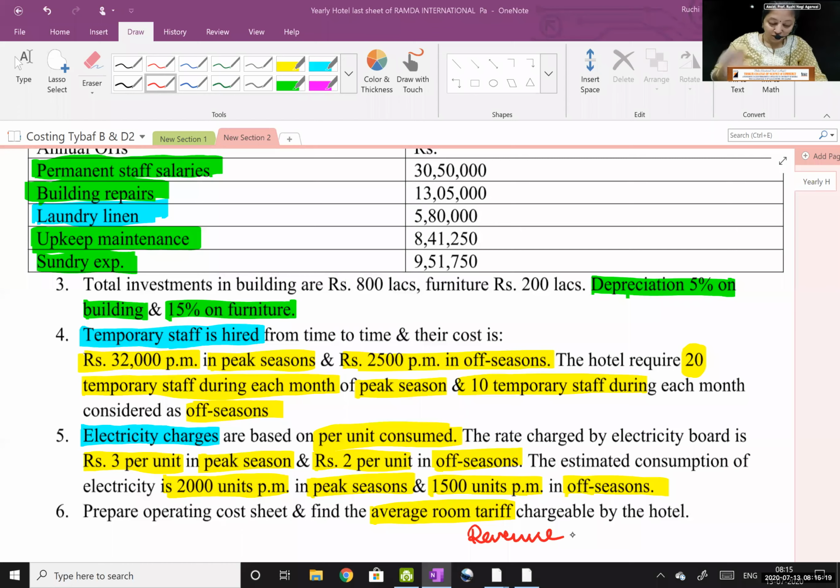Yeah, great. So what are we going to calculate first? What will be the first calculation in the question? Acknowledge it in the chat box. We are making a yearly hotel cost sheet. So what is going to be the calculation? So what will be the basis?